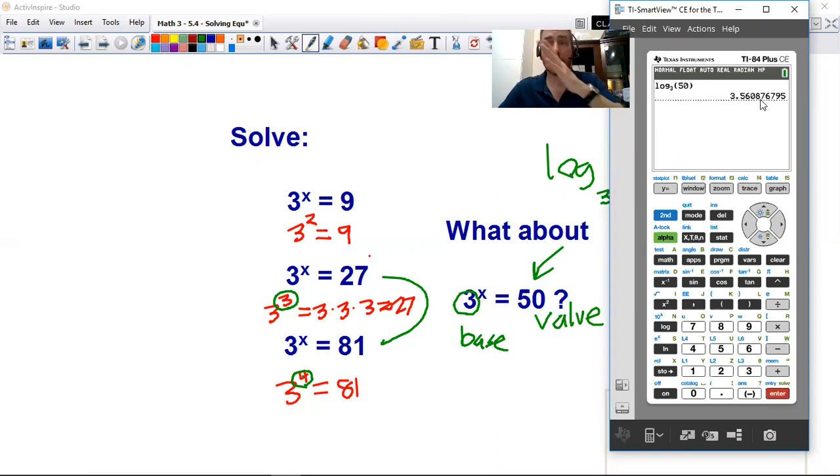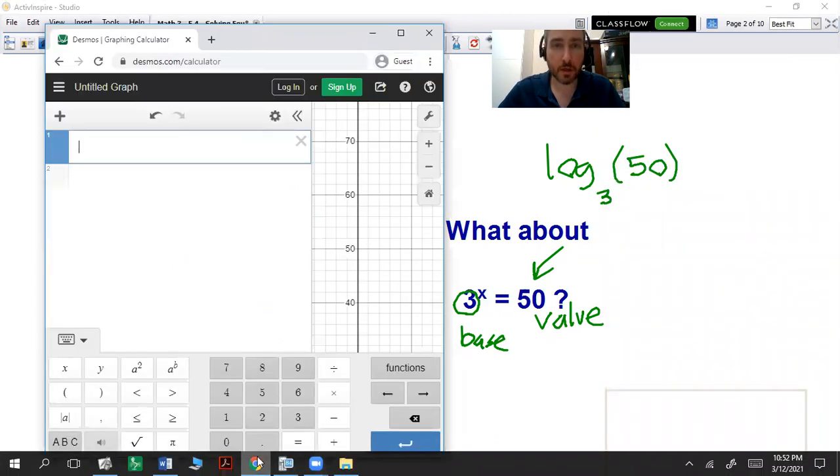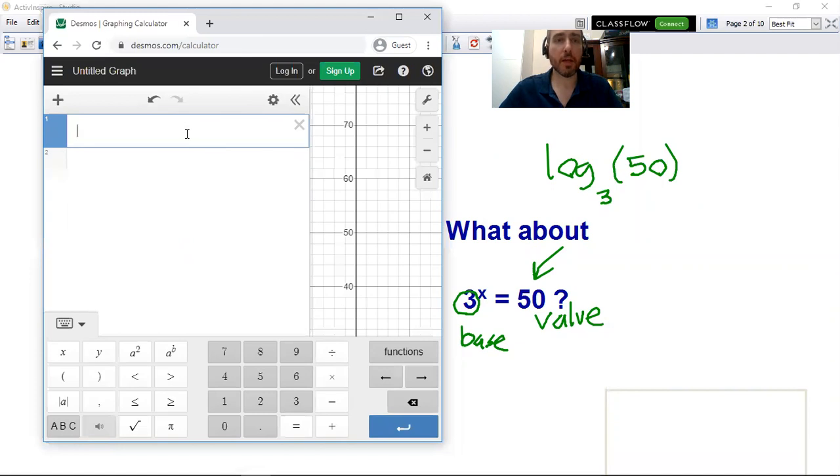You can go as far out as you want to. Mr. Weiser, I don't have a TI-84 calculator. No worries, Desmos has you covered. What you'll do is type the letters LOG. Then you'll hit the underscore, and if you don't know what underscore is, it's shift minus. Again, LOG. Do this with me. Shift minus. Hit the 3, and then hit the right arrow. Now you can hit parentheses and type 50, and you can get your answer.